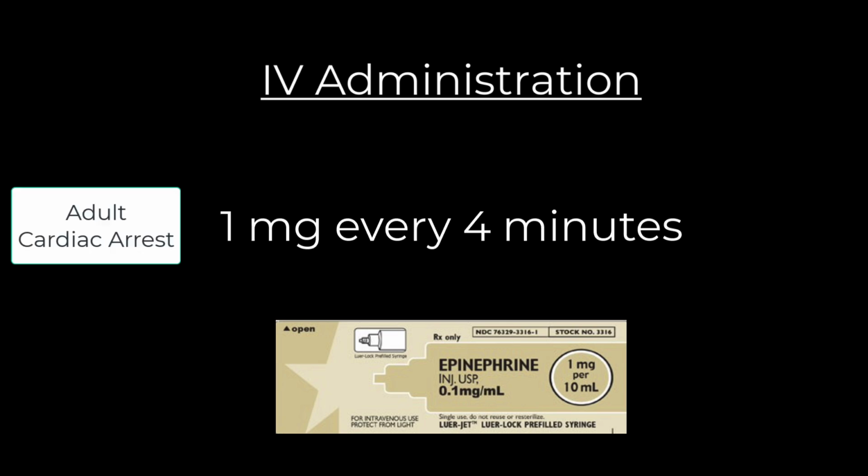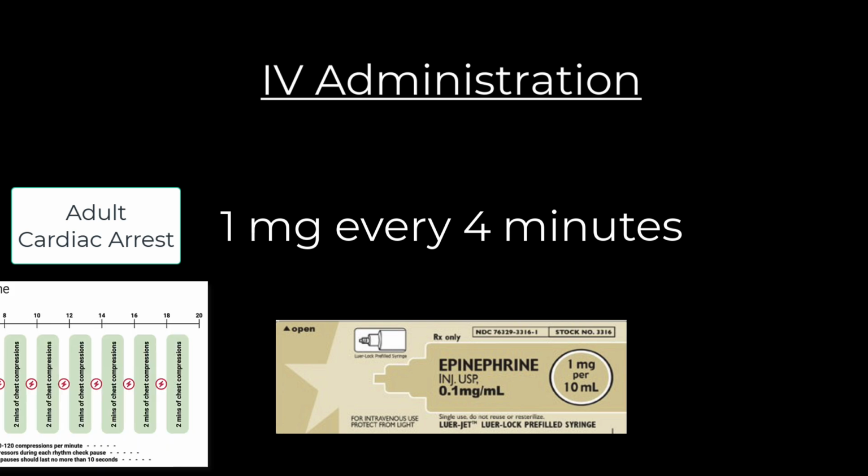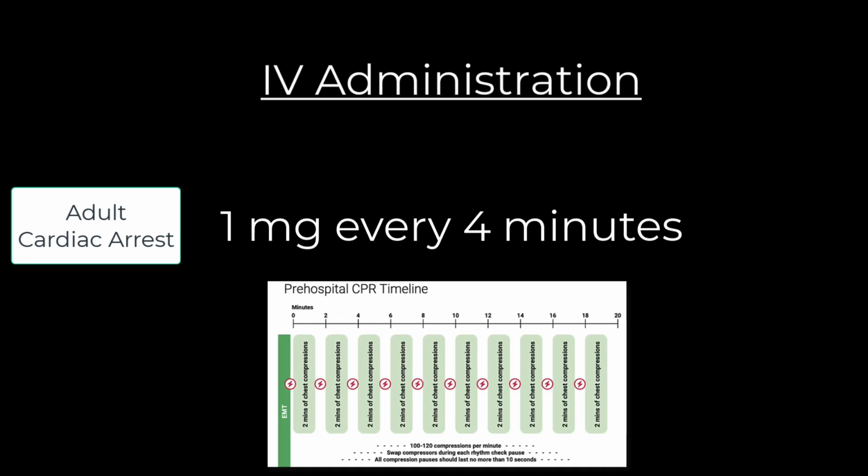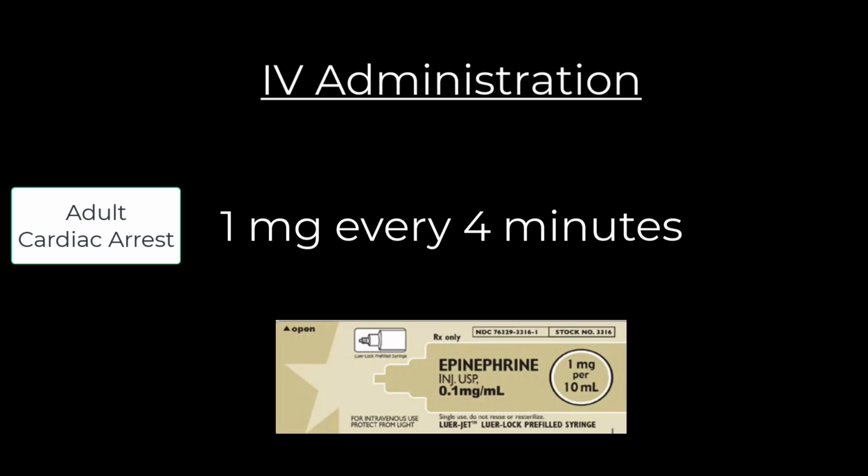For adults experiencing cardiac arrest, the dose is 1 milligram every 4 minutes. You may have been taught a dosing interval of once every 3 to 5 minutes, but landing on every 4 minutes is a perfect fit for compression cycles that each last 2 minutes. That way, you're giving a dose of epinephrine at every other pause for rhythm checks and exchange of compressor. Of course, we use the 0.1 milligram per milliliter or cardiac epinephrine formulation. You administer the entire amp at a time.